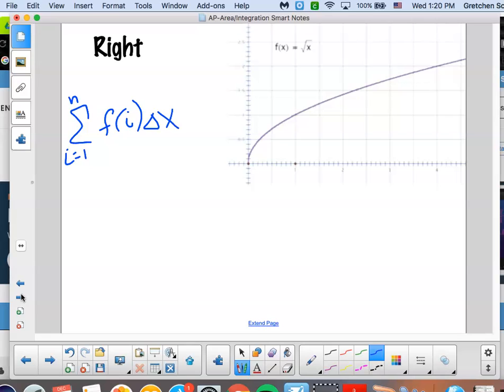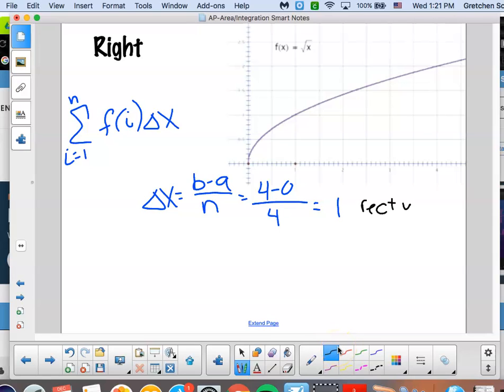I think it's best to find delta x first. Delta x is always just going to be how wide your rectangle is. It's based off of how long your interval is. So what does our interval run from? 0 to 4. N is the number of partitions. How many do we want? 4. So what is 4 minus 0 over 4? 1. What that means is all of our rectangles are going to have a width of 1. So delta x is the rectangle width.